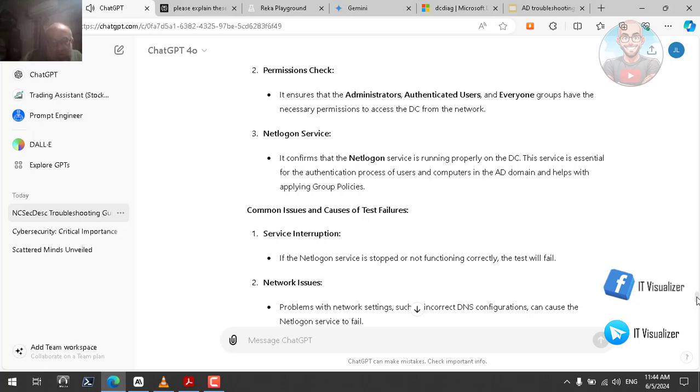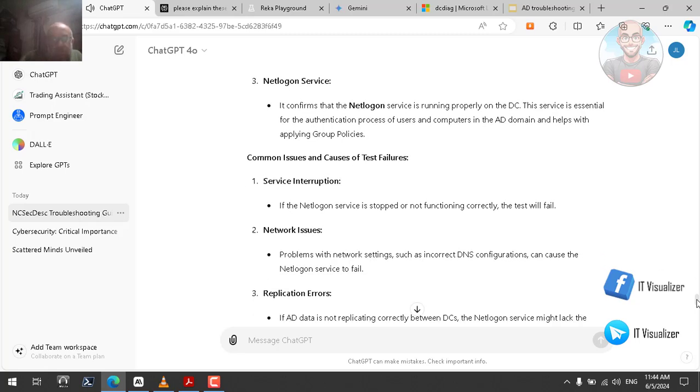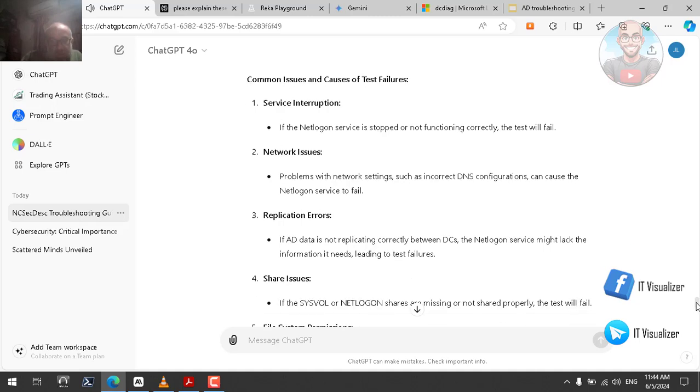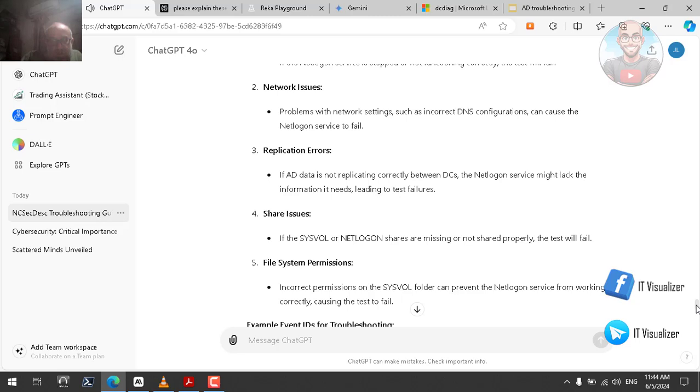Common issues and causes of test failures. 1. Service interruption. If the Netlogon service is stopped or not functioning correctly, the test will fail. 2. Network issues. Problems with network settings, such as incorrect DNS configurations, can cause the Netlogon service to fail. 3. Replication errors. If AD data is not replicating correctly between DCs, the Netlogon service might lack the information it needs, leading to test failures. 4. Share issues. If the sysvol or Netlogon shares are missing or not shared properly, the test will fail. 5. File system permissions. Incorrect permissions on the sysvol folder can prevent the Netlogon service from working correctly, causing the test to fail.